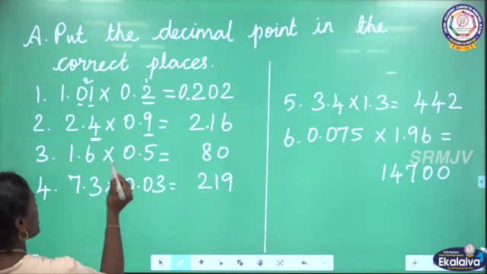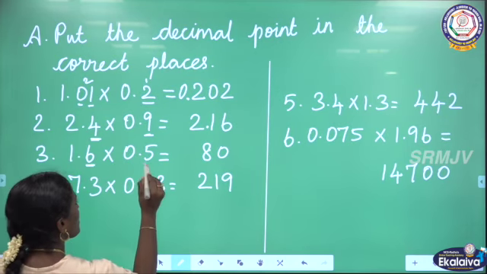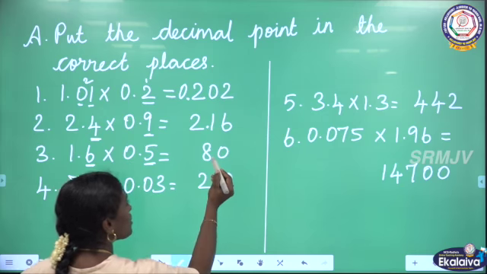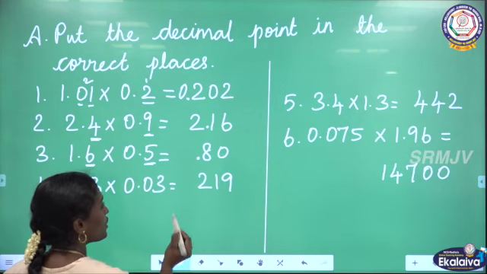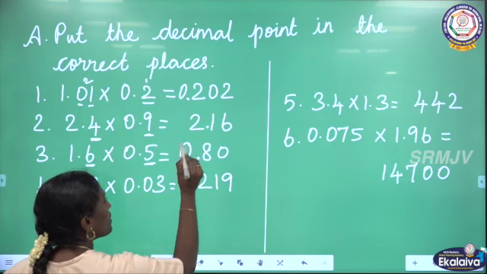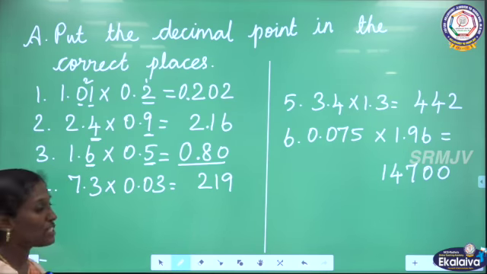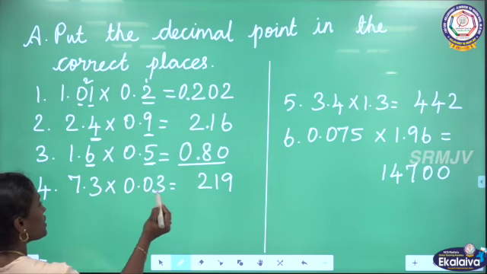Next one 1.6 into 0.5. Here 1 decimal place, here 1 decimal place. Totally 2 decimal places. So in answer also we need 2 decimal places. So before 2 digits we have to keep the decimal point. Here the whole number part is 0. So the answer is 0.80.